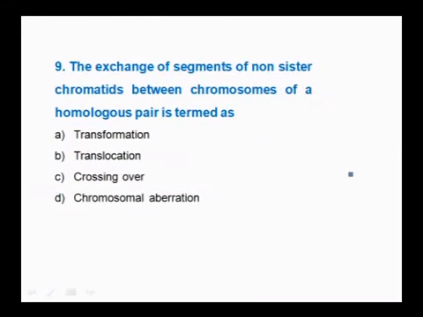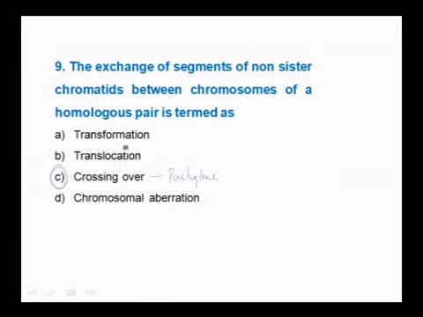9th question, the exchange of segments of non-sister chromatids between the chromosomes of homologous pair is termed as. The answer for this is crossing over, which happens during the Pachytene stage of prophase 1 of meiosis. Now let us understand why the others are not the option.